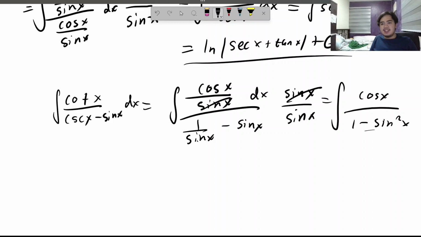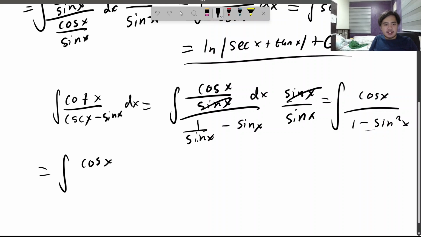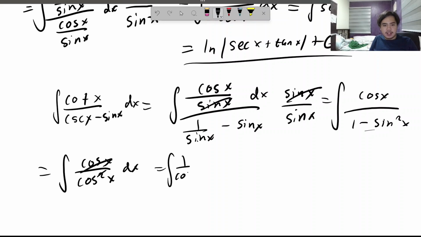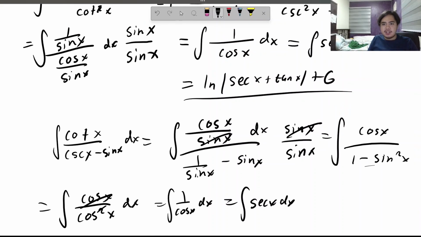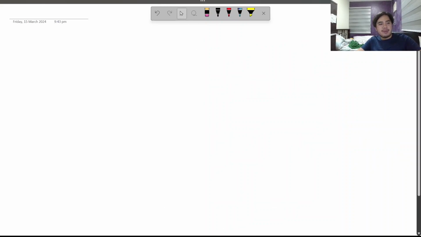And would you look at that? This is just cosine squared x. So we get cosine x over cosine squared x. Cancel, cancel. This becomes 1 over cosine x dx, or secant x dx. And as we can see, we reach the same conclusion as before. And the answer is still the same, ln of secant x plus tangent x plus c. So no problem there. No problem, man.